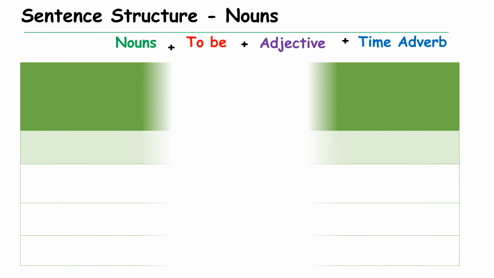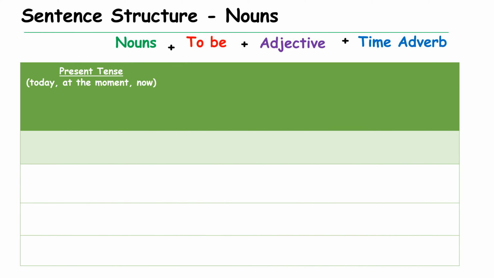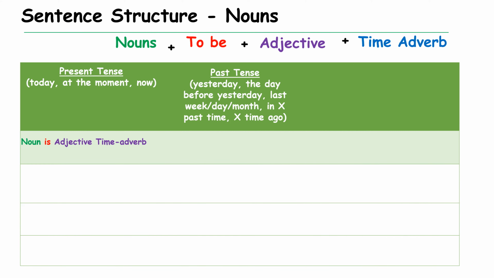Let's look at it in a more detailed way. If you have time adverbs like today, at the moment, now, it means you are referring to the present tense. In that case, your sentence structure will be as following: noun is adjective time adverb. If you have time adverbs like yesterday, the day before yesterday, last week, last day, last month, in X past time, X time ago, it means you are referring to the past tense, and your sentence structure will be as following: noun, was, adjective, and time adverb.